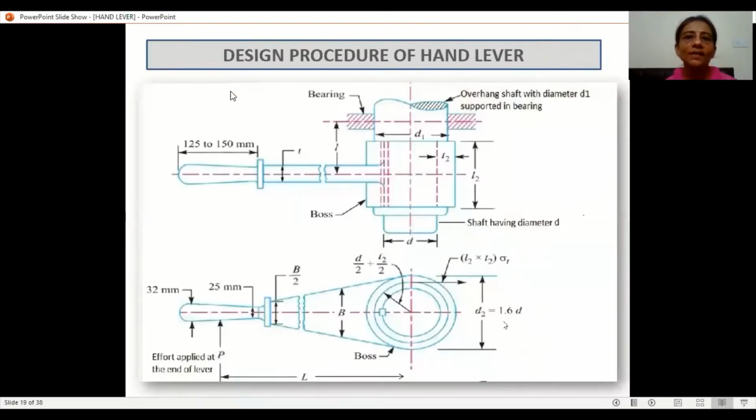So here you can see a two-dimensional view of the hand lever. This is the front view and this one is the top view of a hand lever. Let us first see the various parts of the hand lever.